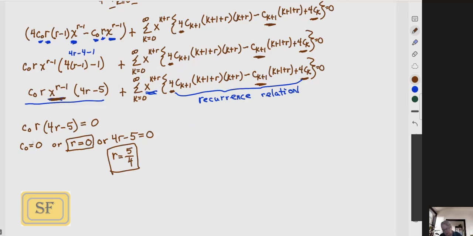Okay, so because we have the or here, we're going to choose not to let C0 equal 0, because that would just give us 0 as a solution. We're going to choose r equals 0, and r is 5/4. If I take this recurrence relation and solve it for the highest index, oh, look, we have two of those. My highest index is c sub k plus 1.